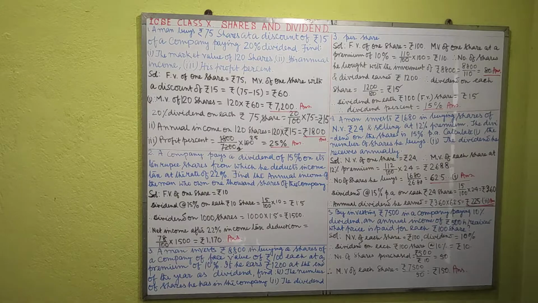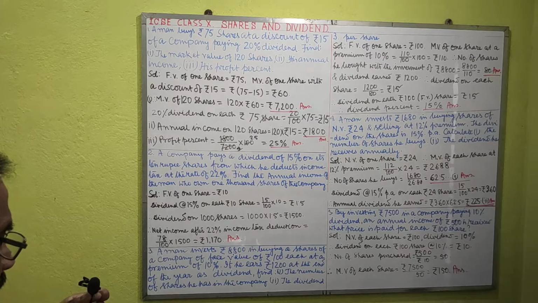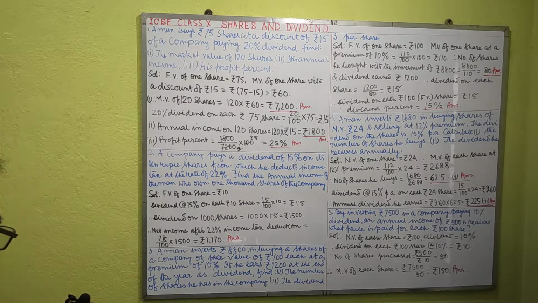Next, question number 3. A man invests rupees 8,800 in buying shares of a company of face value of rupees 100 each, at a premium of 10%. If he earns rupees 1200 at the end of the year as dividend, find the number of shares he has in the company and the dividend per share he earns.